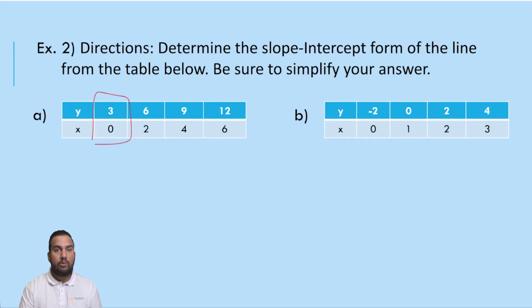How do I know? Because the x is equal to 0. So that means that this coordinate would be (0, 3), which means 3 is my b, which is my y-intercept. So what are we missing? We're missing our slope. Wait, how do I find the slope of a table?